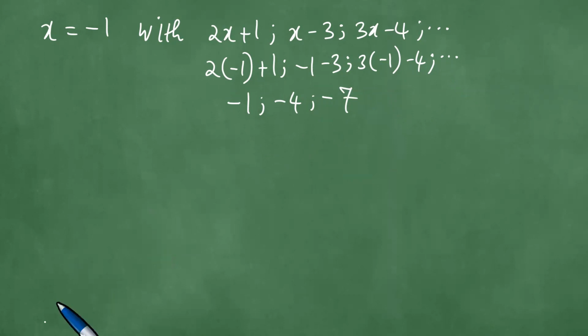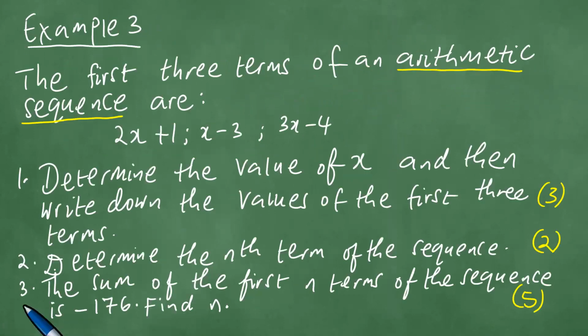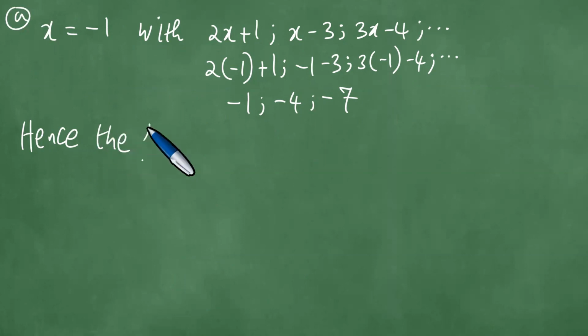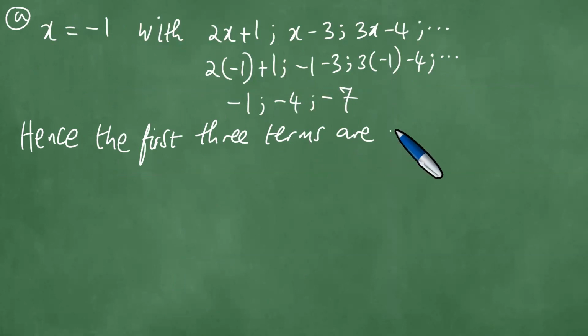So, we've done this. But they said determine the value of x and then write down the values of the first 3 terms. Hence, we're still going on with A, the first 3 terms are -1, -4, -7, like this.